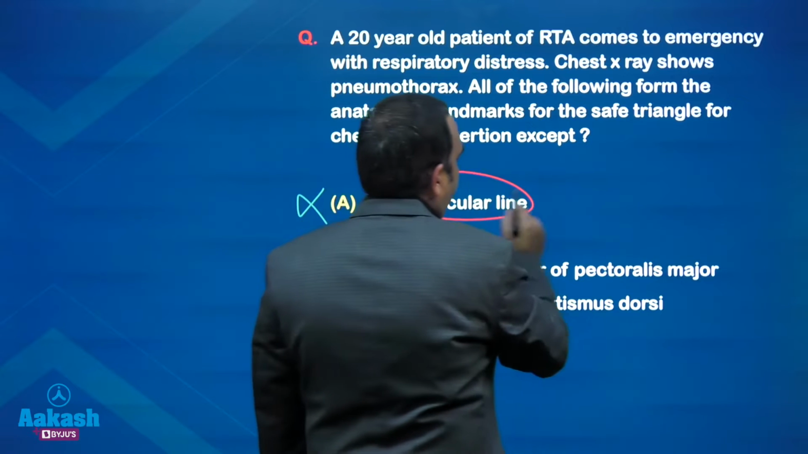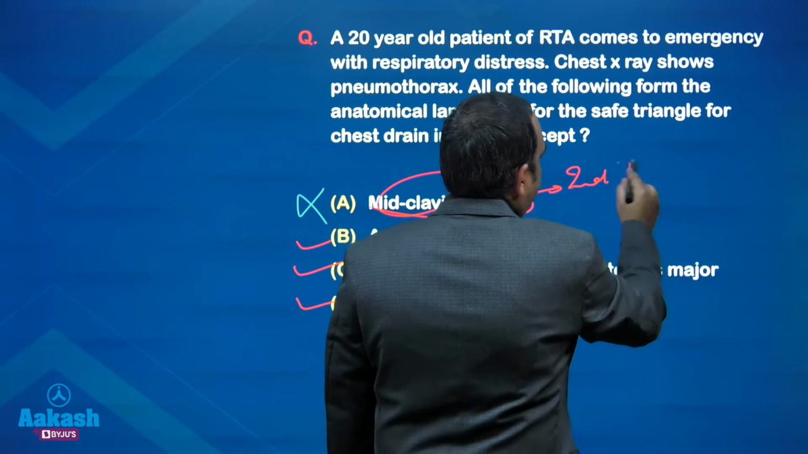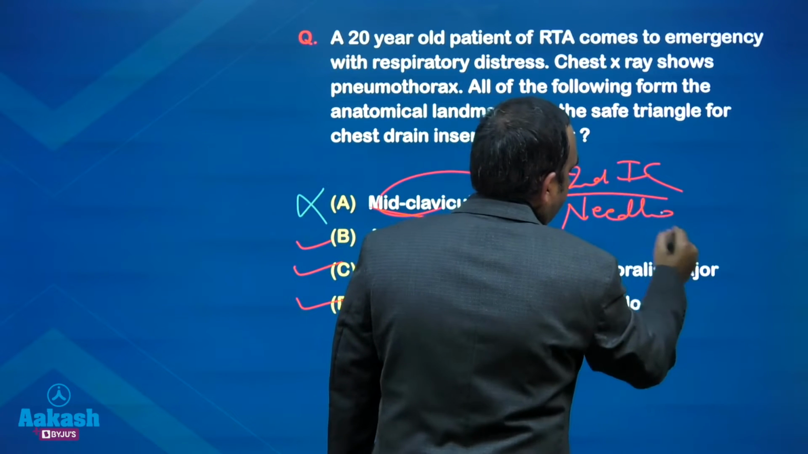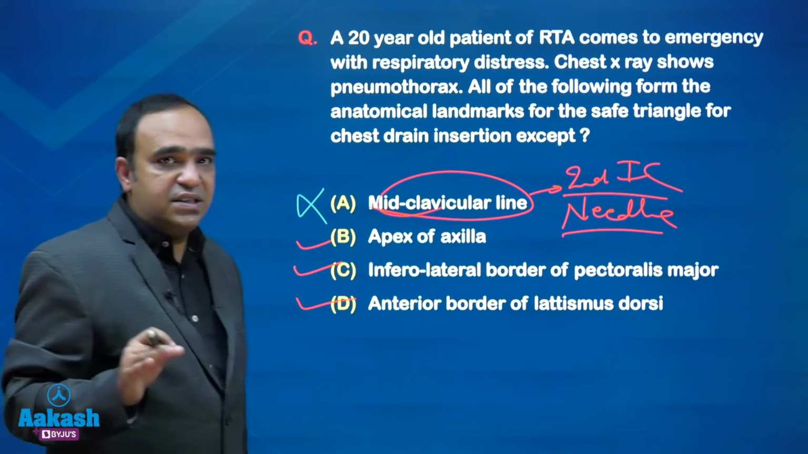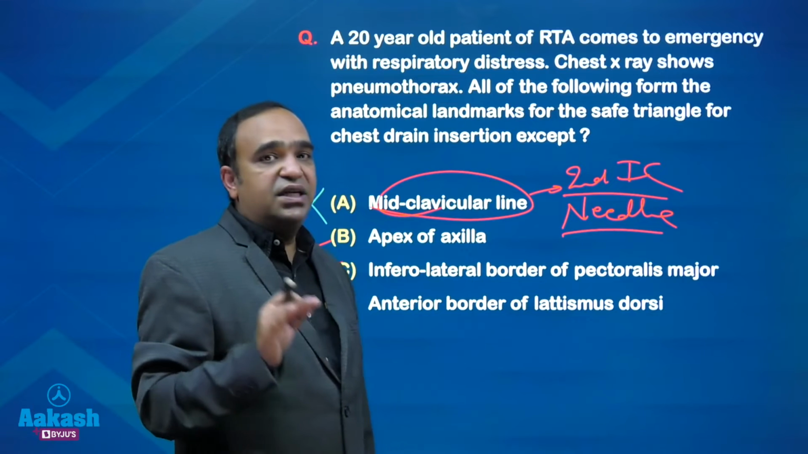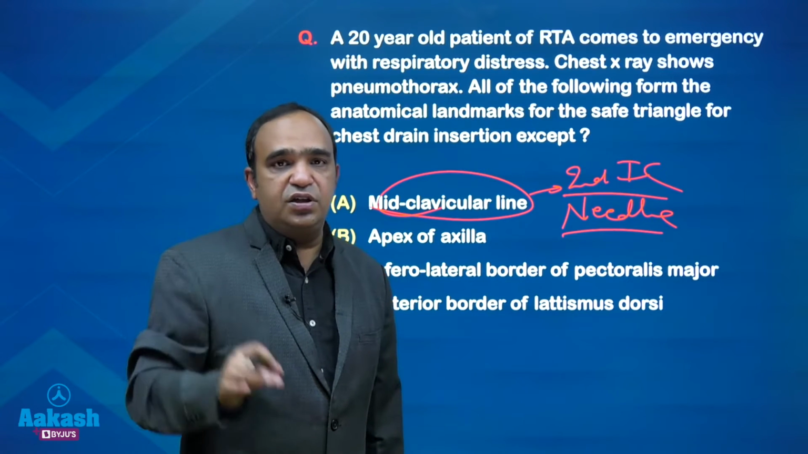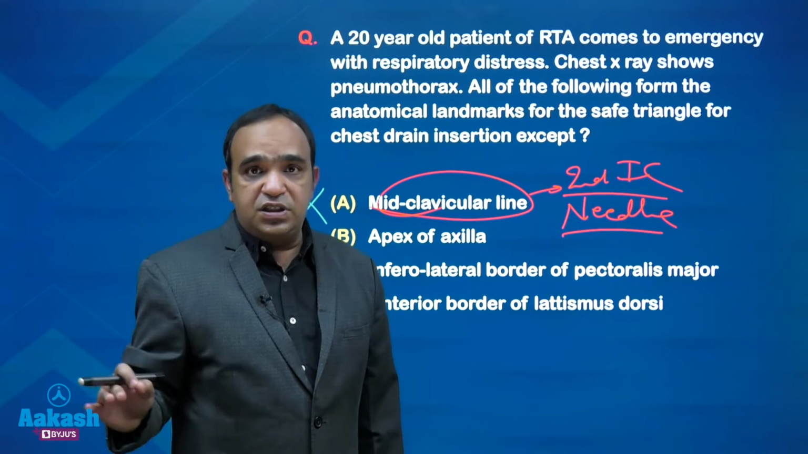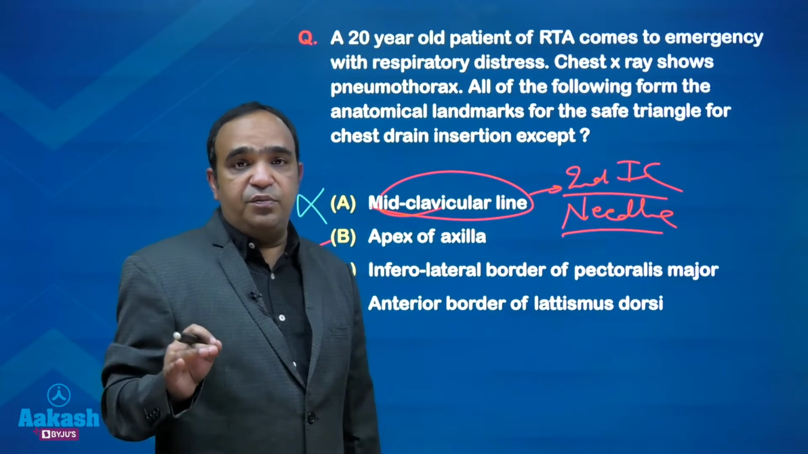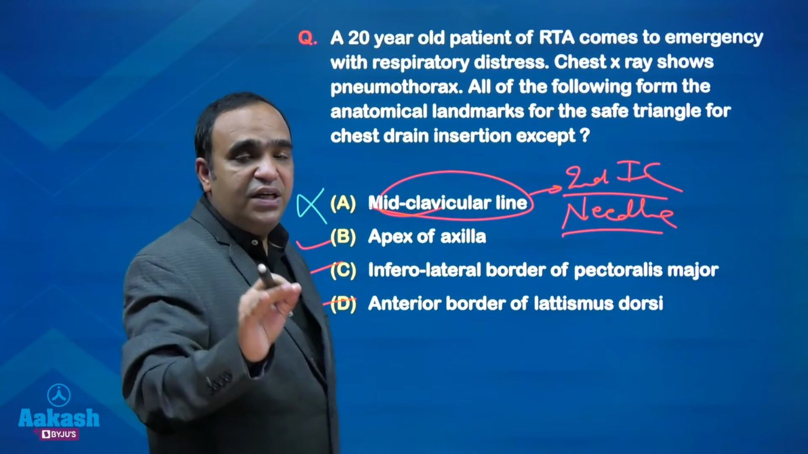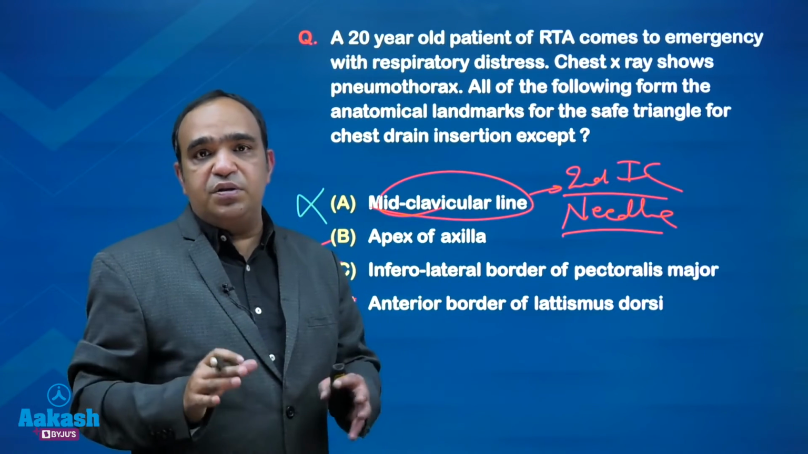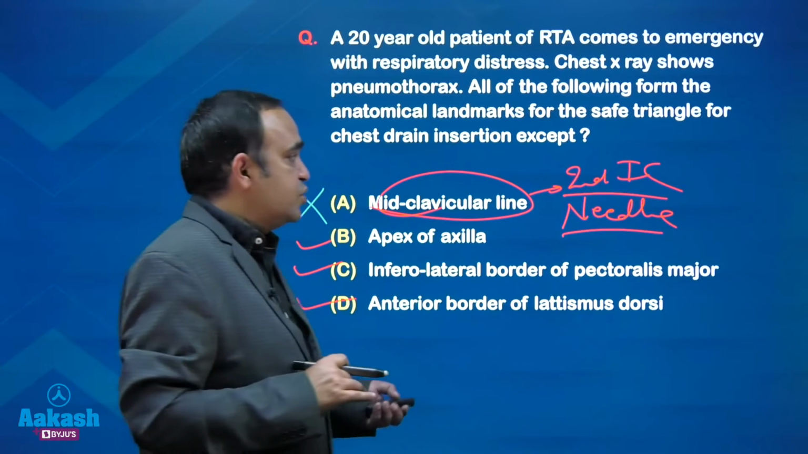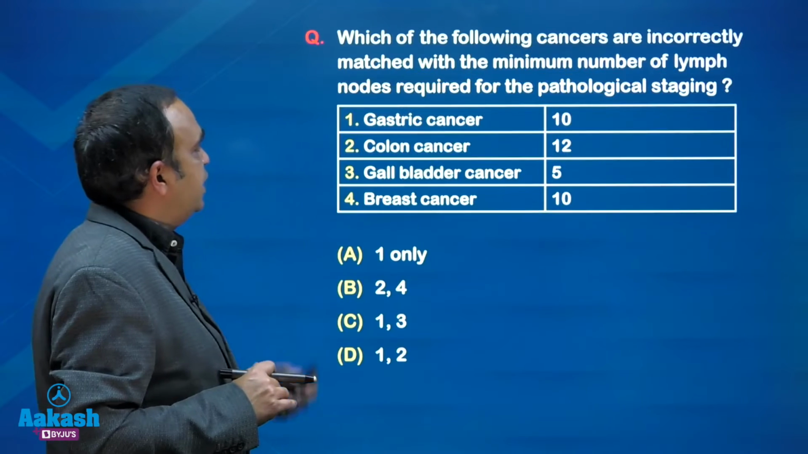The mid clavicular line, second intercostal space, that's the site for needle insertion, not the chest tube. Needle thoracocentesis, needle aspiration, that's the emergency. Like a case of tension pneumothorax comes to you, immediately you have to decompress before the chest tube is inserted for the definitive management. So you just quickly insert a needle to deflate, reduce the pressure, and hemodynamically the patient gets better. So that's the second intercostal space in the mid clavicular line.